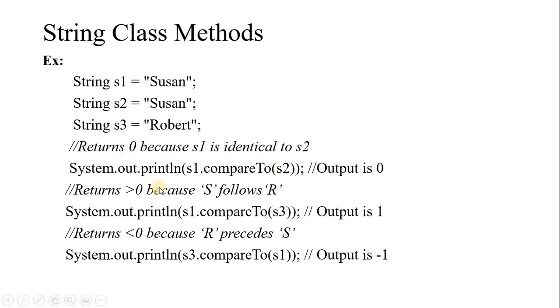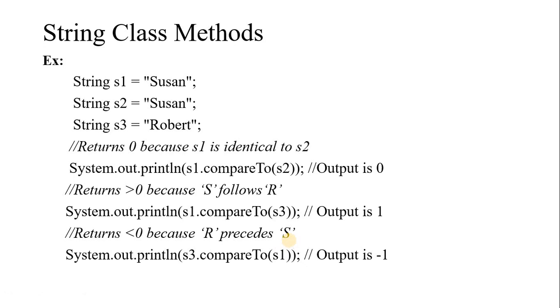If you say S1 compareTo S3, S1 is Susan, S3 is Robert. So it is going to return 1. What does 1 mean? S follows R, so it's a greater value. If you do the other comparison, S3 compareTo S1, R precedes S, so after R we have S. So now we will get a minus value here. R is always smaller than the next value.